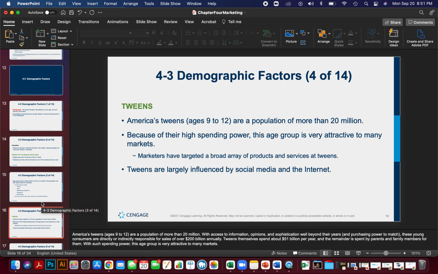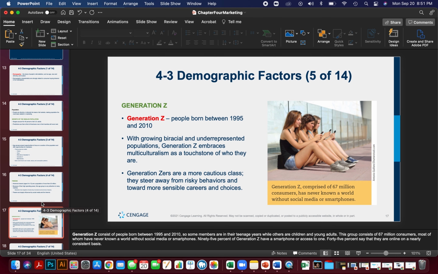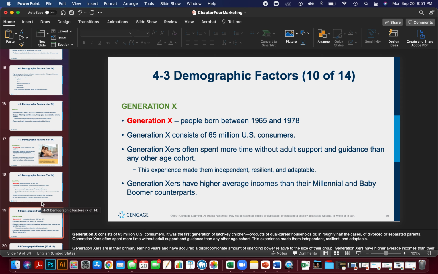America's tweens, like I said, are between 9 and 12, and they account for more than 20 million. Generation Z are people born between 95 and 2010. Most traditional college students are born between 95 and 2010. Millennials, I fall right there. Actually, I'm a little bit before a millennial. I'm considered Generation X, but I'll consider myself Generation X for this discussion.